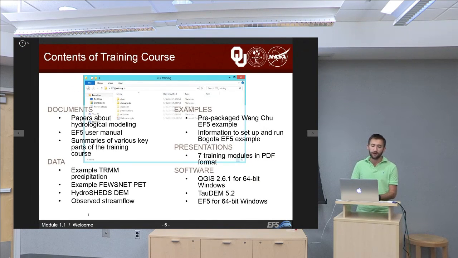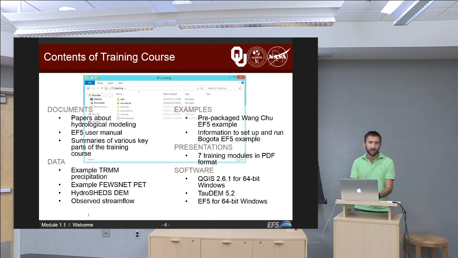So what's inside the training course folder? Well, if you obtain this from the web or from one of our in-person training sessions, you'll have a compressed folder, also known as a zip file, called EF5 Training. And when you unzip that, inside that folder, you'll see 5 subfolders titled Documents, Data, Examples, Presentations, and Software.